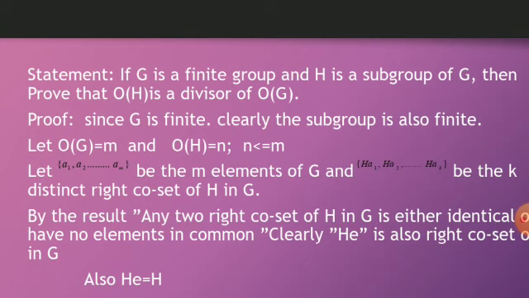Let A1, A2, etc., AM be the M elements of G, and HA1, HA2, etc., HAK be the K distinct right cosets of H in G. By the result we have seen in the previous video, any two right cosets of H in G are either identical or have no elements in common. Clearly, H is also a right coset of H in G. Also, HE is equal to H.